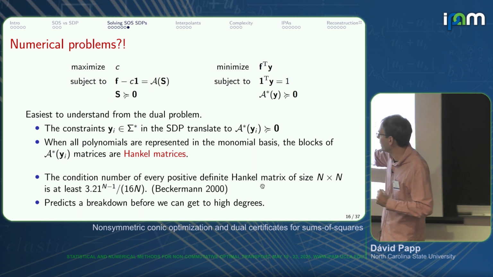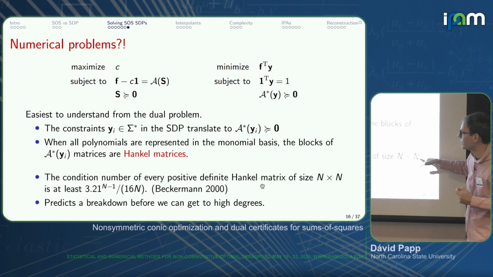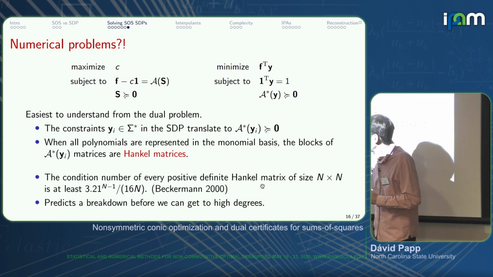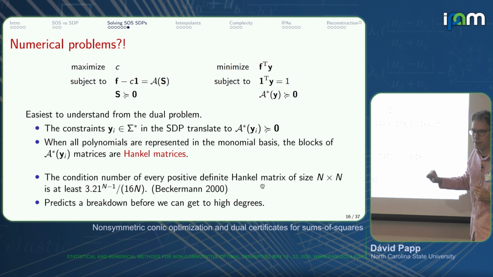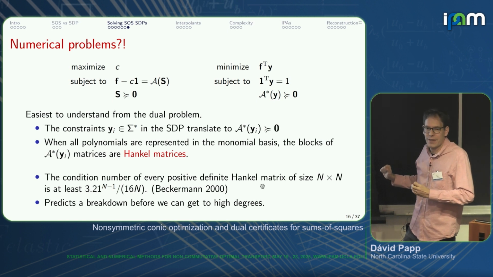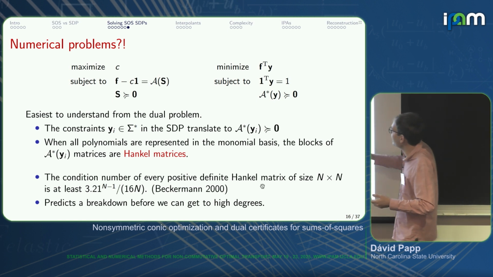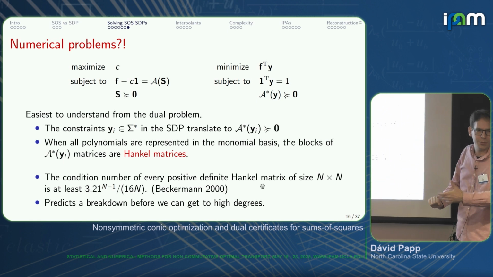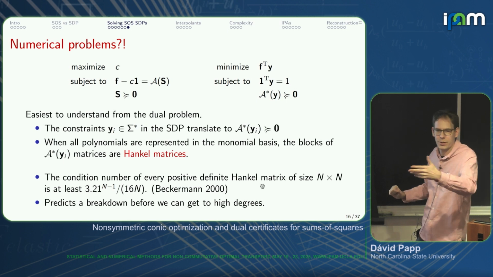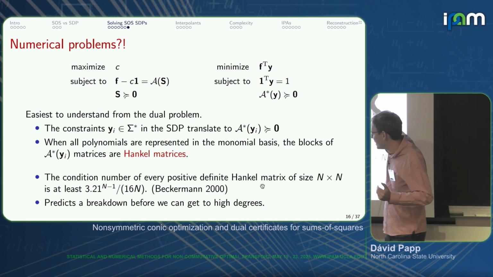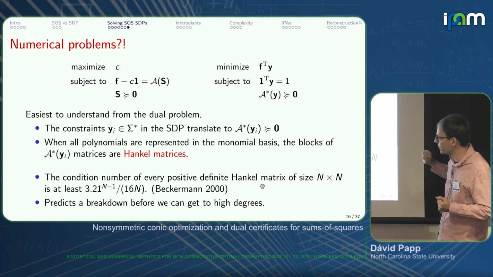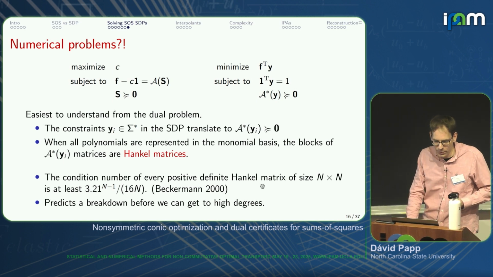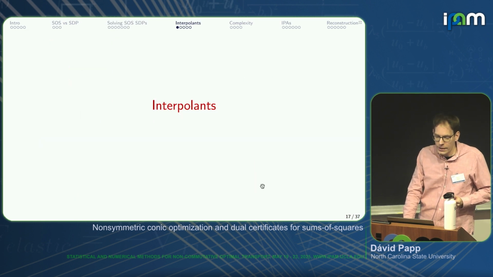In particular, every positive definite Hankel matrix of size n has a condition number that's bounded from below by some function exponential in n. Okay, so any method that is, for example, trying to stay in the feasible region and iterate towards an optimal solution will be iterating from one ill-conditioned matrix to another, and so it's bound to have issues before we get to very high degrees. So this is a really small problem, but we are still having numerical issues.